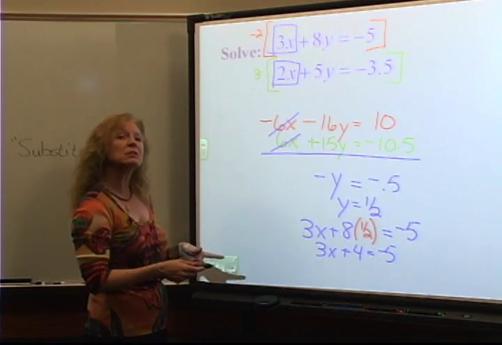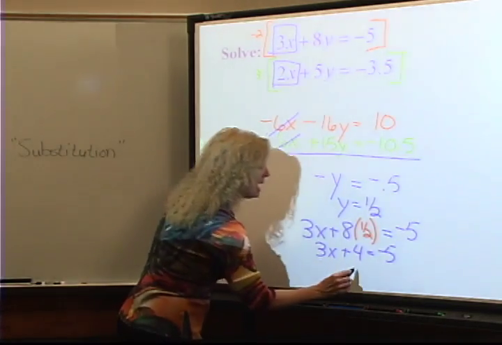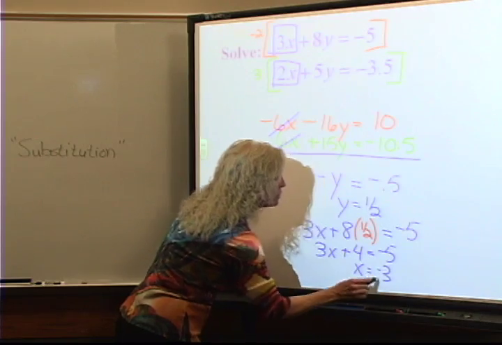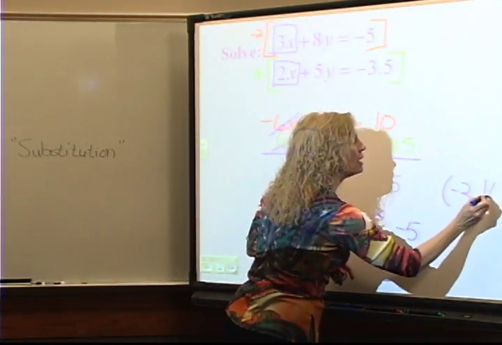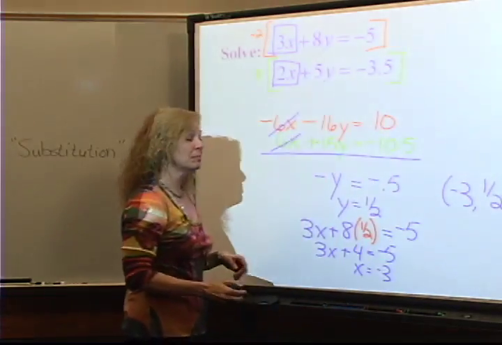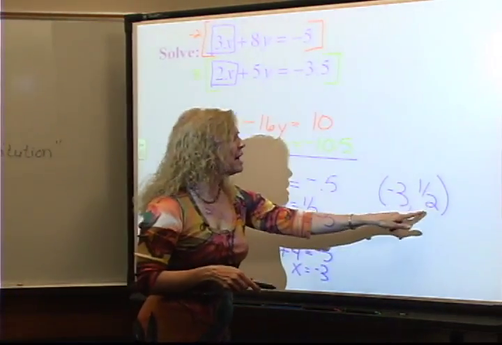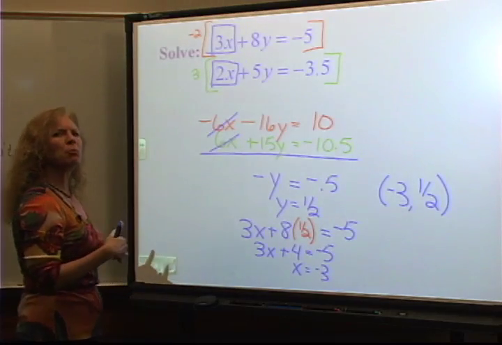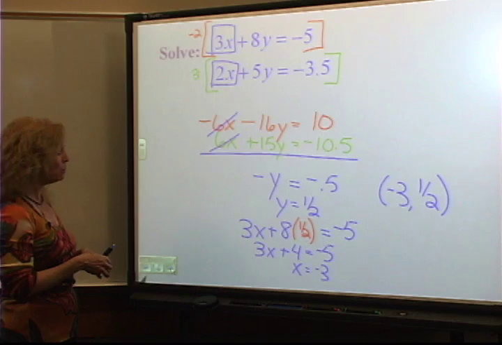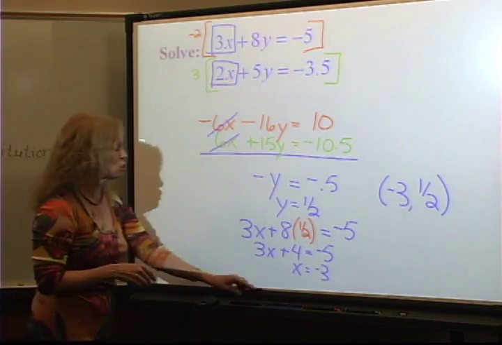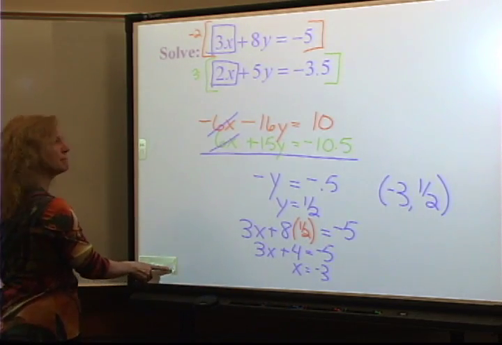Subtract your 4, divide your 3, x will equal -3. So I have -3, 1/2. And notice that with that fraction, that one would have been a little bit more difficult for me to find the solution just by graphing. It would have been a very tedious situation to make sure I hit it there. Okay?